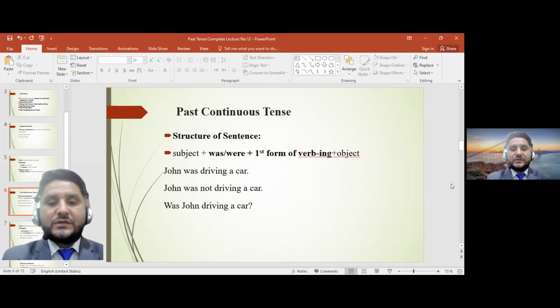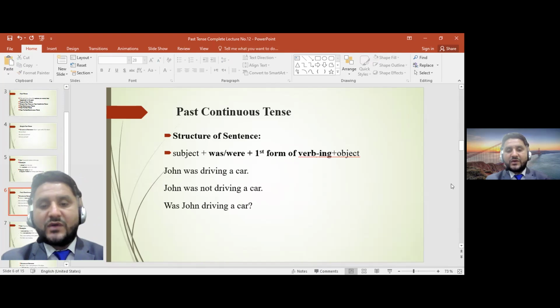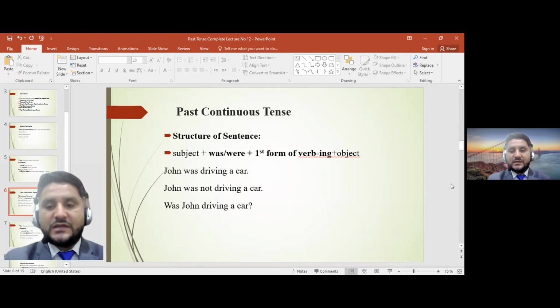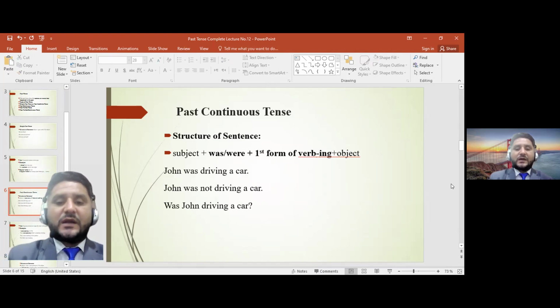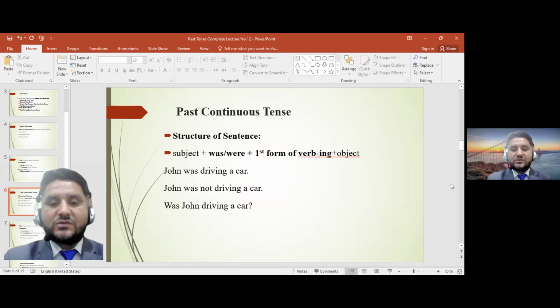Further, we talk about past continuous tense. The structure of the sentence is subject plus helping verb was, plus first form of verb plus ing, and then object. Here again, subject and object are part of the sentence, not the tense. The tense is underlined here in was plus first form of verb plus ing. That's a present participle.